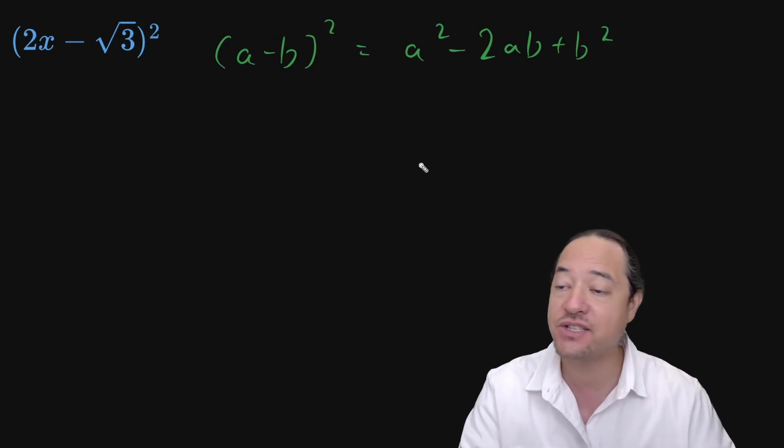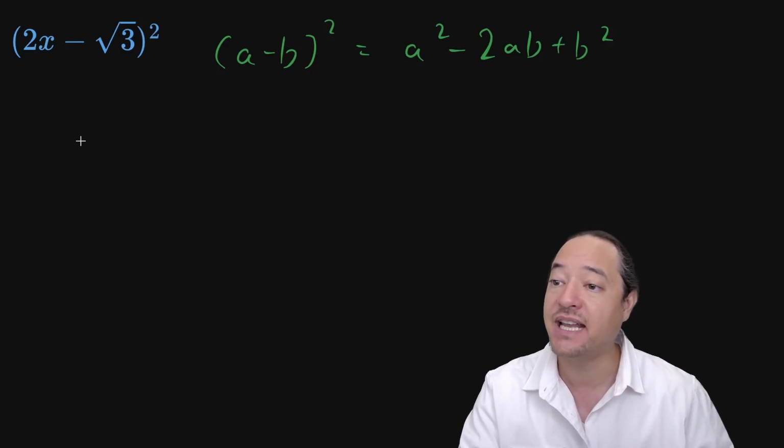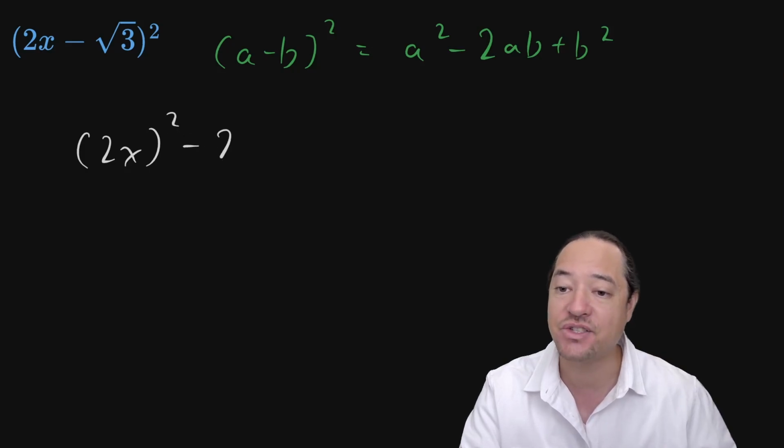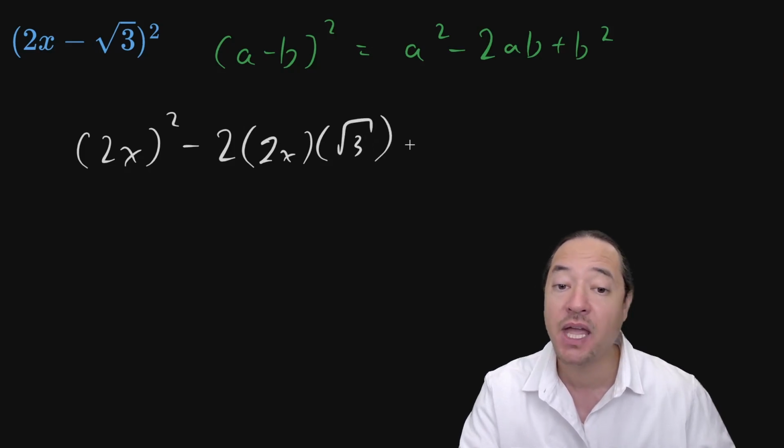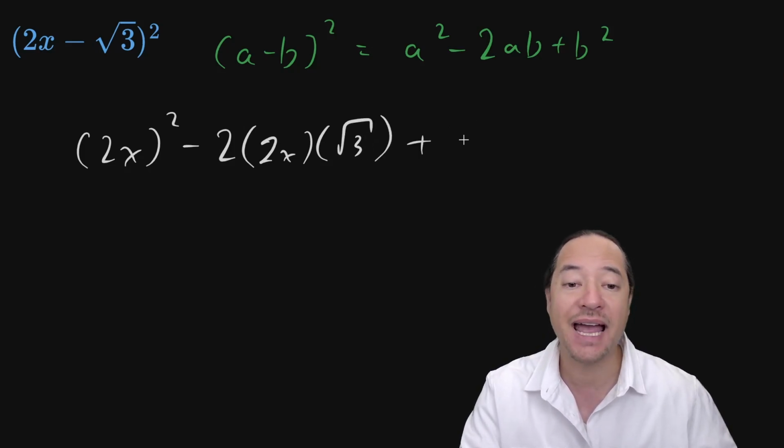Okay, so let's do this one. We'll have an a squared, so the a is 2x quantity squared, minus 2 times a is 2x, b is going to be the square root of 3. And then finally, we're going to add the square root of 3 squared.